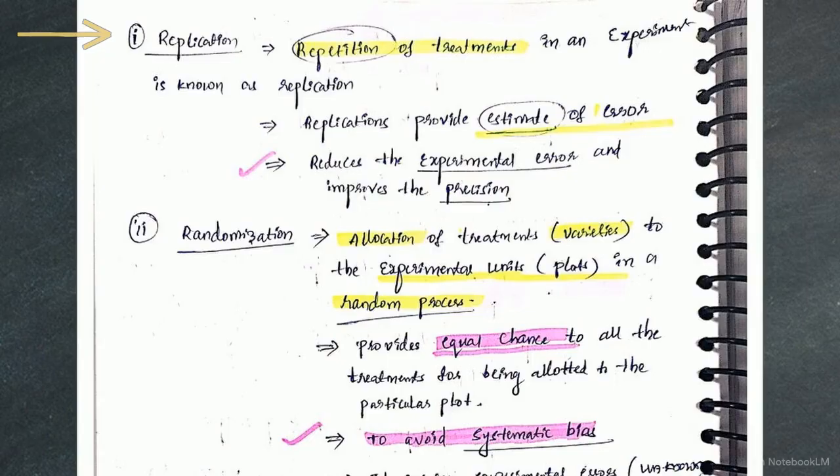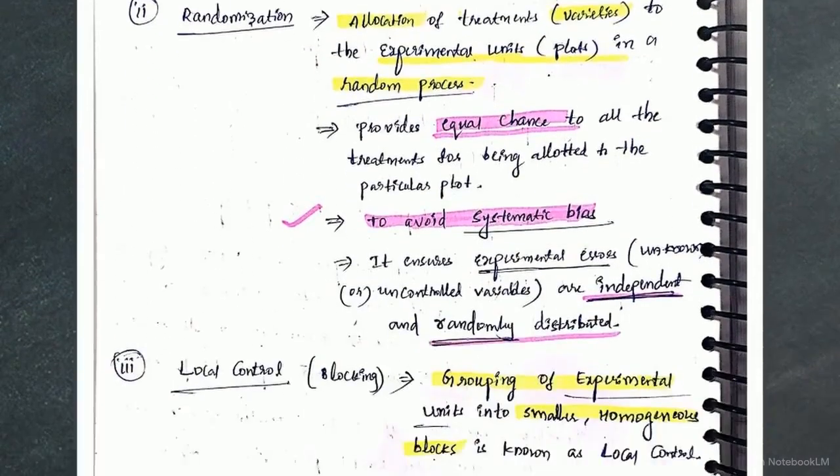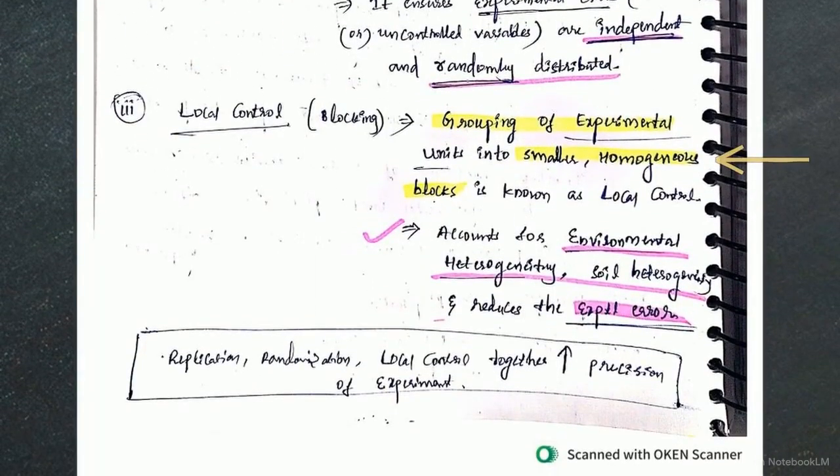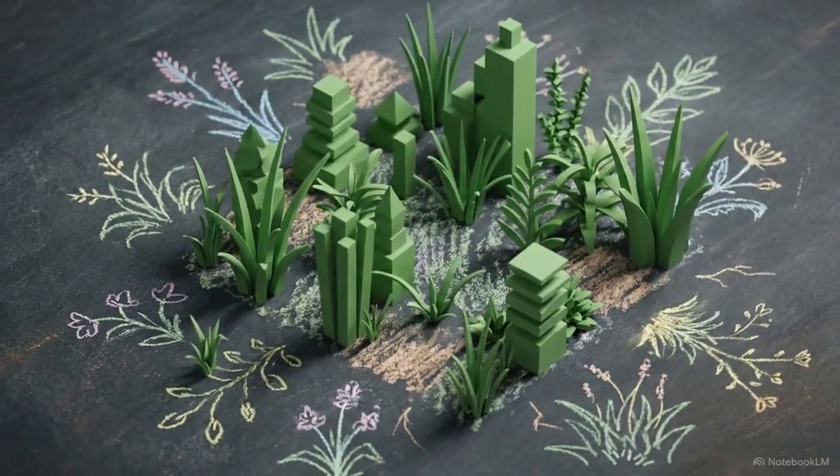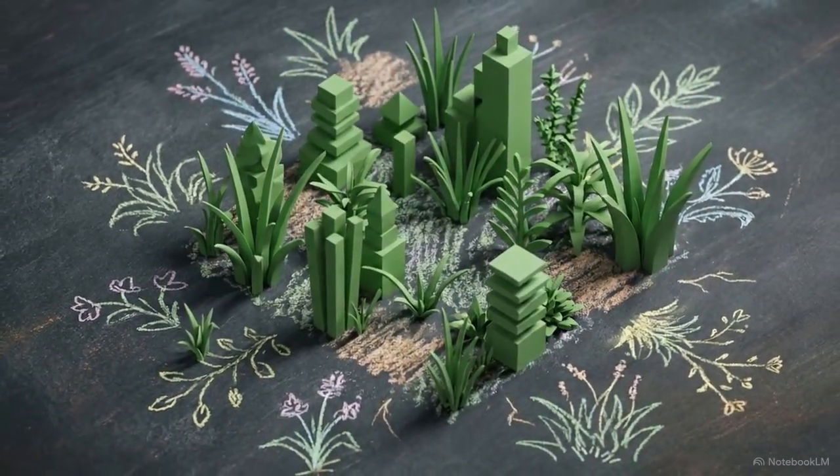First is replication. You must repeat your treatments to get a valid estimate of error. Second is randomization. You must allocate treatments randomly to avoid bias. The third is local control, grouping experimental units into smaller blocks, accounting for natural soil heterogeneity. If your eventual layout violates any of these 3 pillars, the mathematical precision of your trial drops to 0.